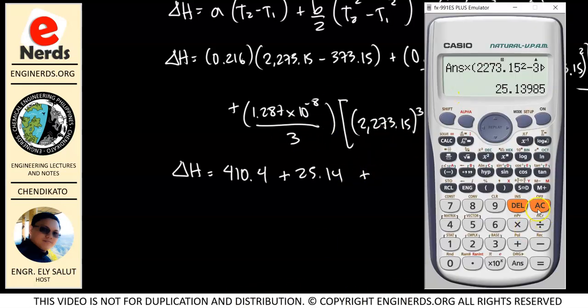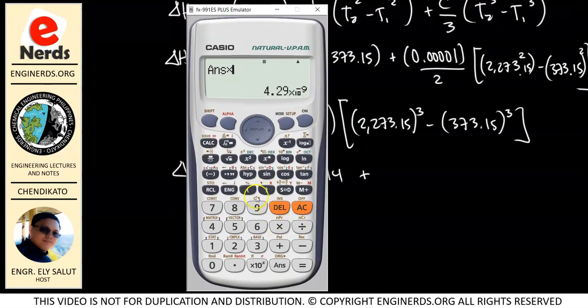Now for our third term, yung naka-cube, let us solve it now. We have 1.287 times 10 to the negative 8, divided by 3, then times our difference here: 2,273.15 cube minus 373.15 cube. And this is equal to 50.167.